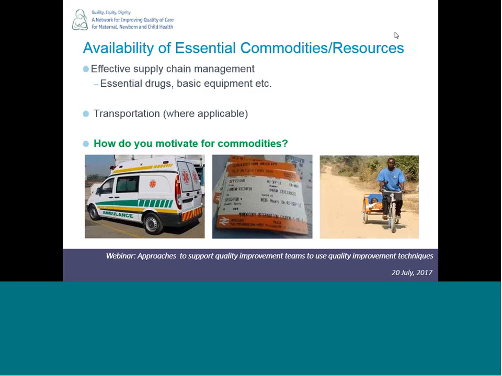And also, how do you then motivate for these commodities? Leadership is key to this, because the moment they are aware, you find that leaders find their own ways of motivating for these things. They find ways of how they could load in within other departments or within other partnerships. They can also find ways of budgeting.